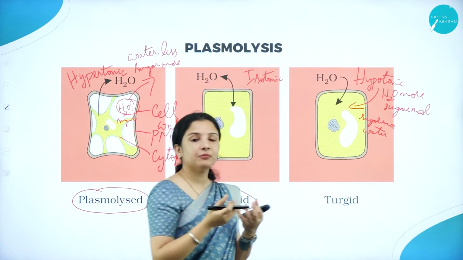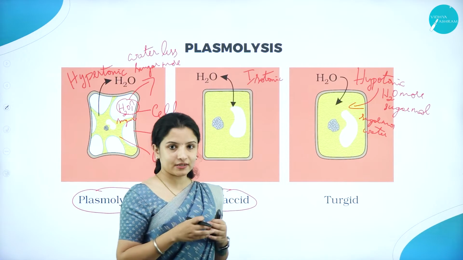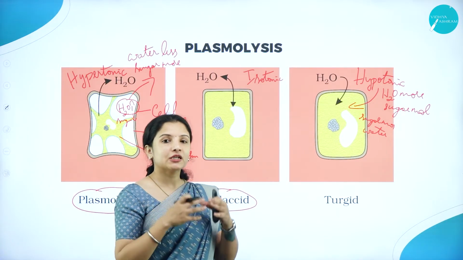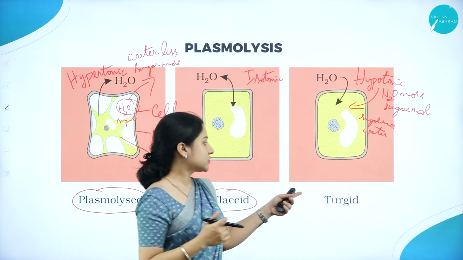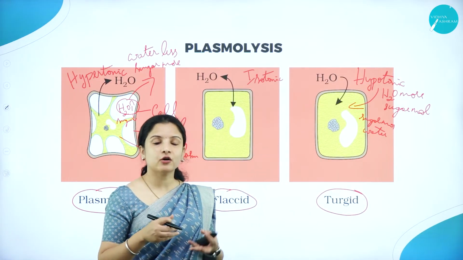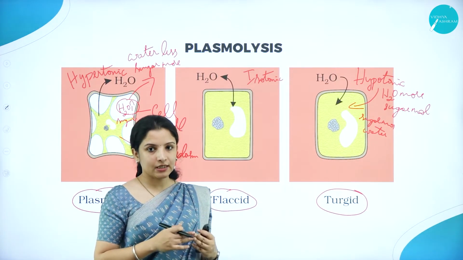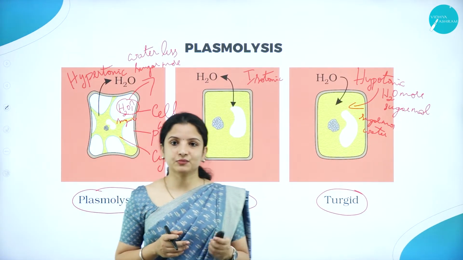The cells will imbibe water. It will take in water. Therefore when the water enters into the cell, what happens? It will bulge, which is called turgid. Therefore the cells become turgid, or swell, when the surrounding medium is a hypotonic solution. So this is about plasmolysis.